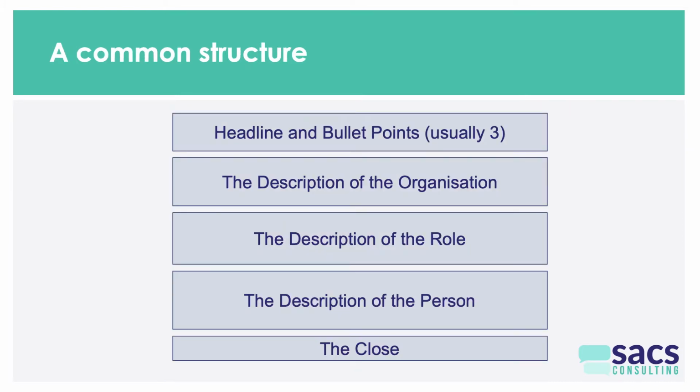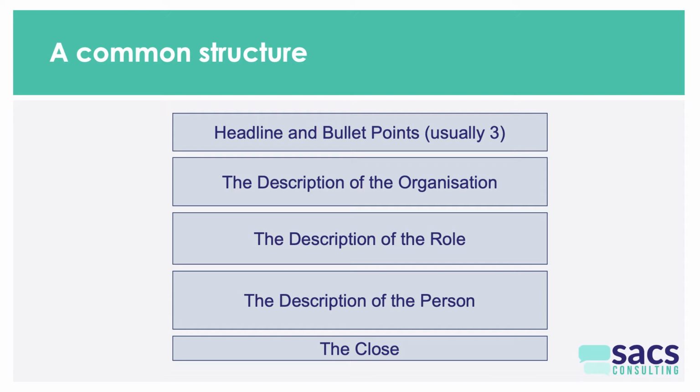So here's a common structure for an ad that you might run for any job. There'll be a headline and bullet points, usually 3, a description of the organisation, description of the role, and description of the person. But in all of these, we're seeking to emphasise the benefits. And if we've run an employee value proposition process, we know what the benefits are. And then there's the close.